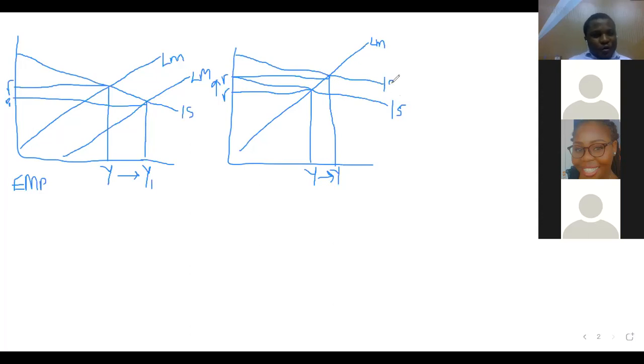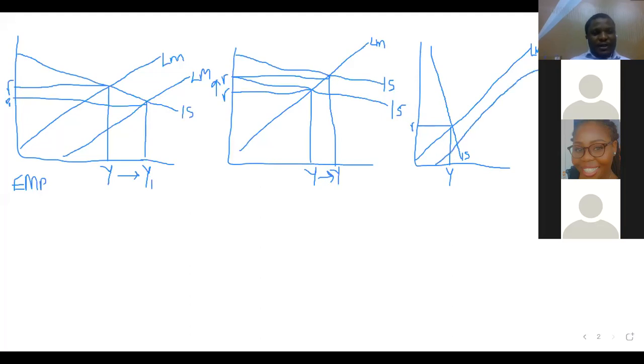Now let's consider the curve at which your investment is highly inelastic and see what happens. This is your LM, and this is your IS. That means investment does not really respond to changes in interest rate. Investment slightly responds. So if investment slightly responds, let's consider the expansionary monetary policy to LM1, and you ask yourself, what happens?